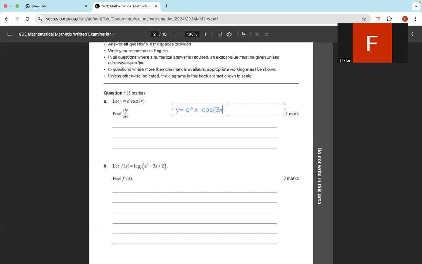Now, as we know, this follows the composite rule, and we want to break it down structure by structure. So let's start by following the product rule. We have a function y equal to e^x, which we'll use as one function, and another function, which we'll call y equal to cos 3x.